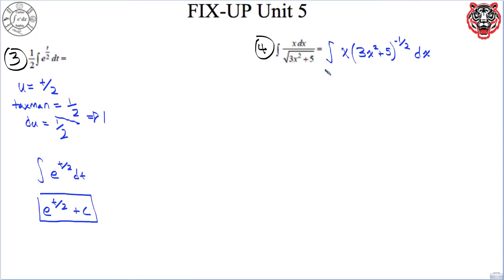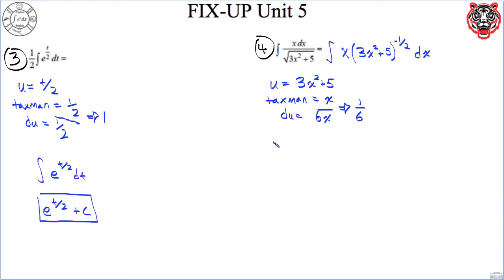So we rewrote it without a fraction. Very nice. All right, now we have to figure out what house are we in. We are in power house because this is raised to a power. That means this is our u, this is our inner. When we look at dinner, dinner is definitely not 1, which means we're using u substitution or taxman. So we need a u, we need a taxman, and we need our du. So our u is 3x squared plus 5. Taxman is knocking at the front door, he is x. Our derivative of this is 6x. So this fraction then becomes 1/6.